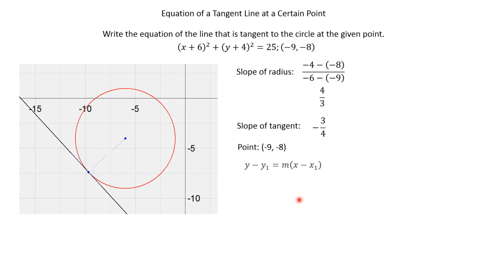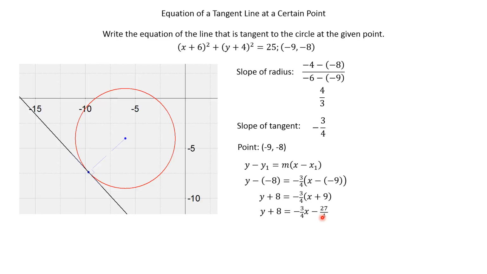Oh, there's our point. Point-slope form, y minus the y point equals slope times x minus the x point. We can plug in our point, -9, -8, so y minus -8, x minus -9, and the slope, -3/4, goes in for m. Then we can simplify this. Minus negatives are just plus. Now we're going to distribute the -3/4 to get -3/4 x, and then minus 27/4.